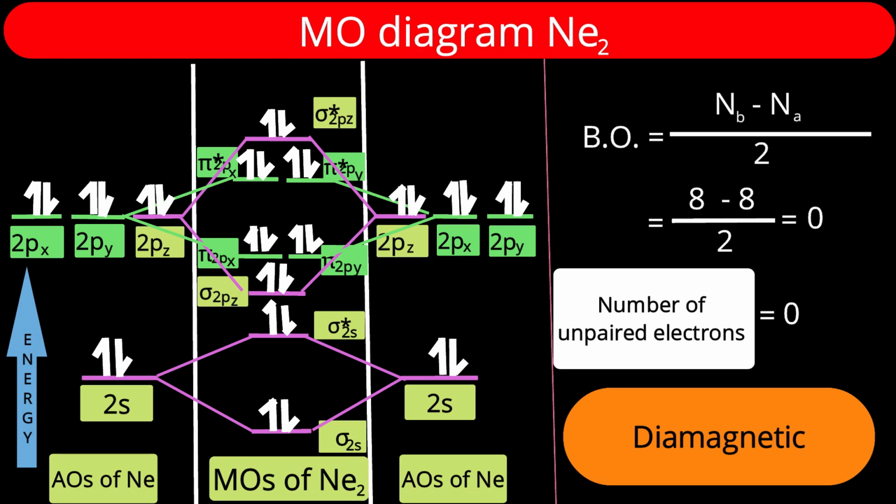Means Ne2 molecule does not exist. Number of unpaired electrons 0, as per MO diagram. So if you see this MO diagram, as per MO diagram, Ne2 is diamagnetic. In true sense, Ne2 does not exist, so there is no question of magnetic property.